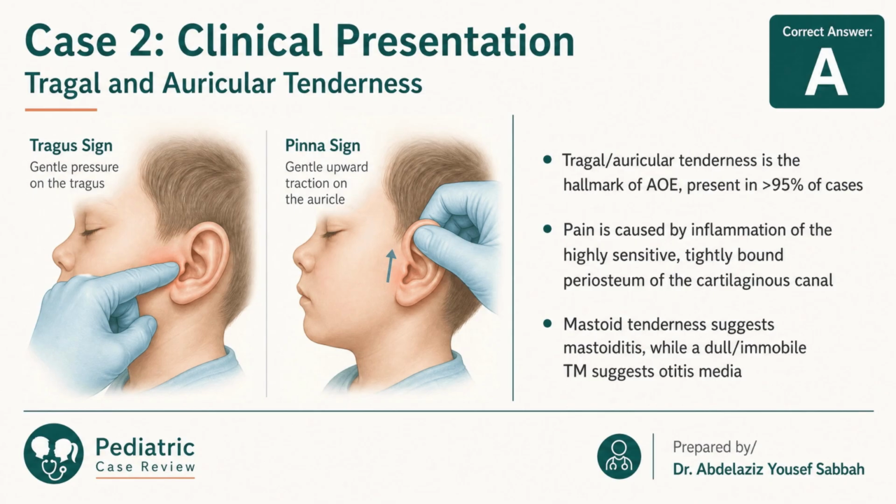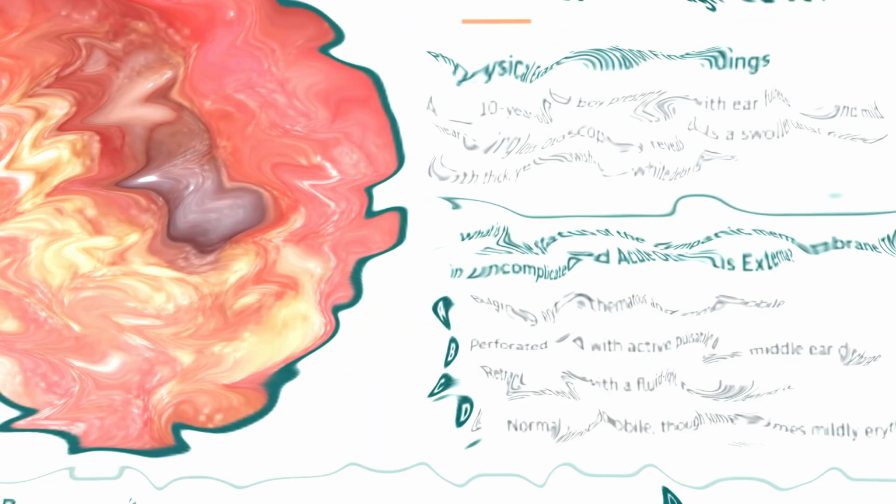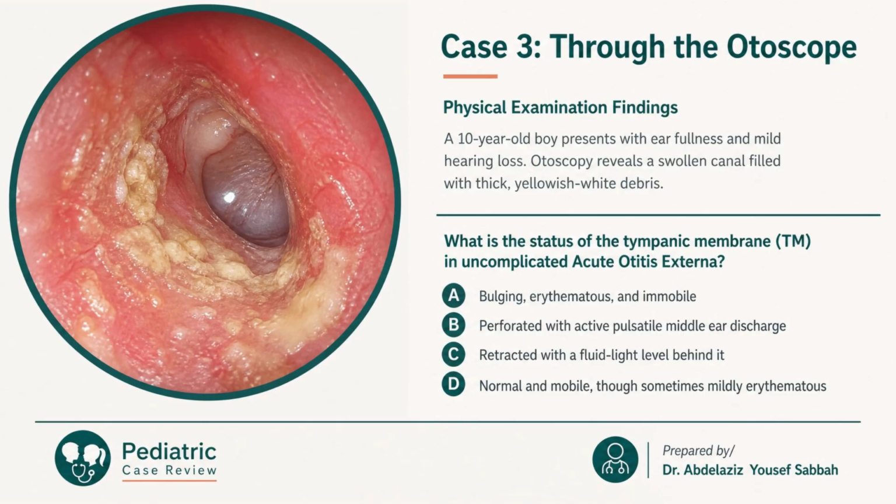In contrast, mastoid tenderness suggests mastoiditis, and a dull or immobile tympanic membrane suggests otitis media. Remember the practical clue: a child who cries when you simply touch the outer ear almost always has otitis externa. Case 3. A 10-year-old boy presents with ear fullness and mild hearing loss. Otoscopy reveals a swollen canal filled with thick, yellowish-white debris. What is the status of the tympanic membrane in uncomplicated acute otitis externa?